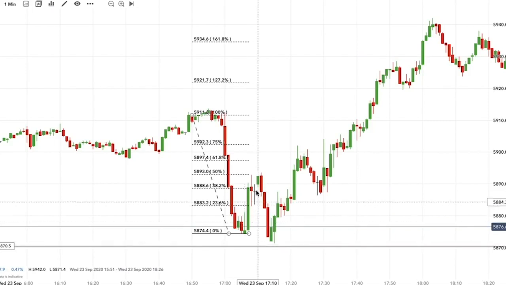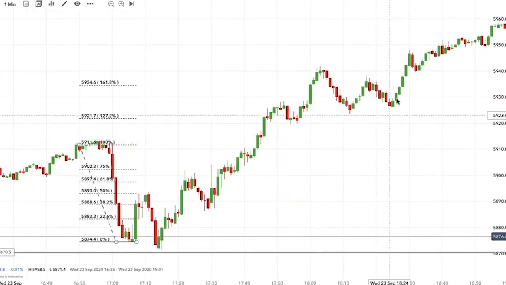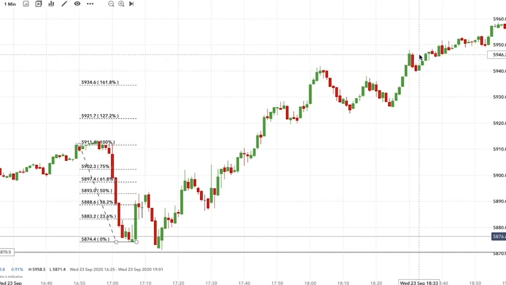The market then had a little bit of a retrace, stayed above 58.70, and then moved on up high. I think we took some more at 59.45 on the way up. So a nice trade there.